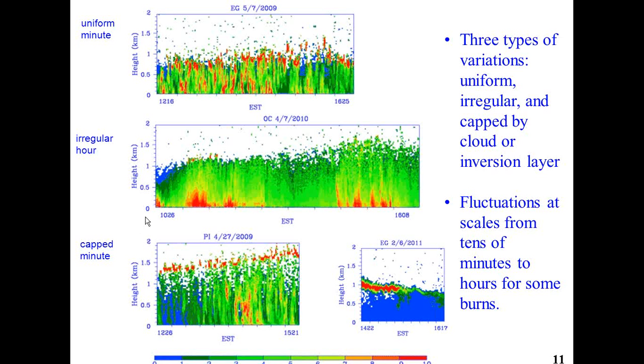Then the third type has some caps on top of the smoke plume. There are two types of caps. One is clouds, as seen from this picture, and the other is an inversion layer. So basically the smoke plume developed but cannot penetrate above the PBL.